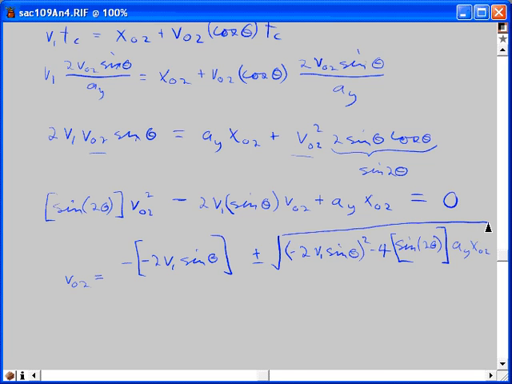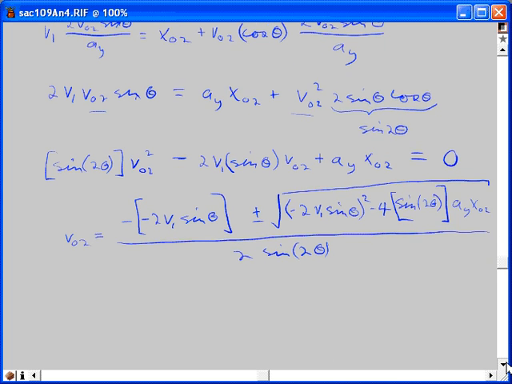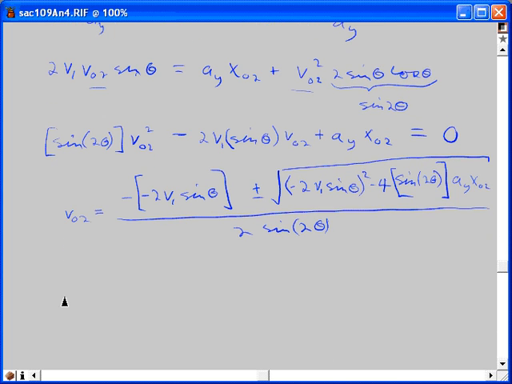Alrighty. All divided by 2A. That's 2 times the sine of 2 theta. Let's simplify that just a little bit. VO2 is equal to, minus the minus is a plus, so I can write that as 2V1 sine of theta, and then plus or minus, okay, I want to check this thing out.